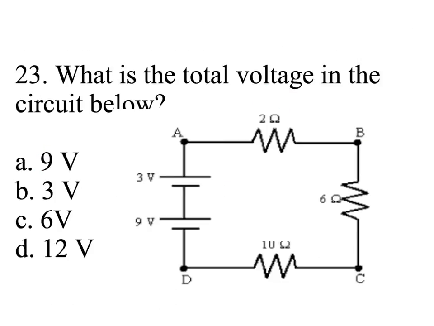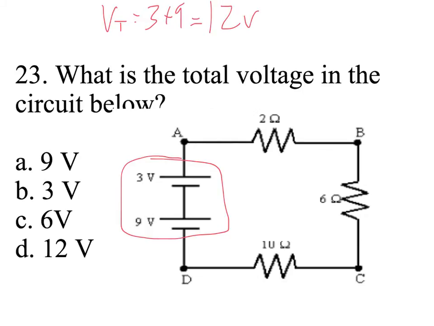What's the total voltage in the circuit below? Well, in a series circuit, we just add these up, and so the total voltage is equal to 3 plus 9, so the total voltage is equal to 12 volts. We can also sum the resistance, and if we add up these resistors, 2, 6, and 10, we end up with 18 ohms of resistance.